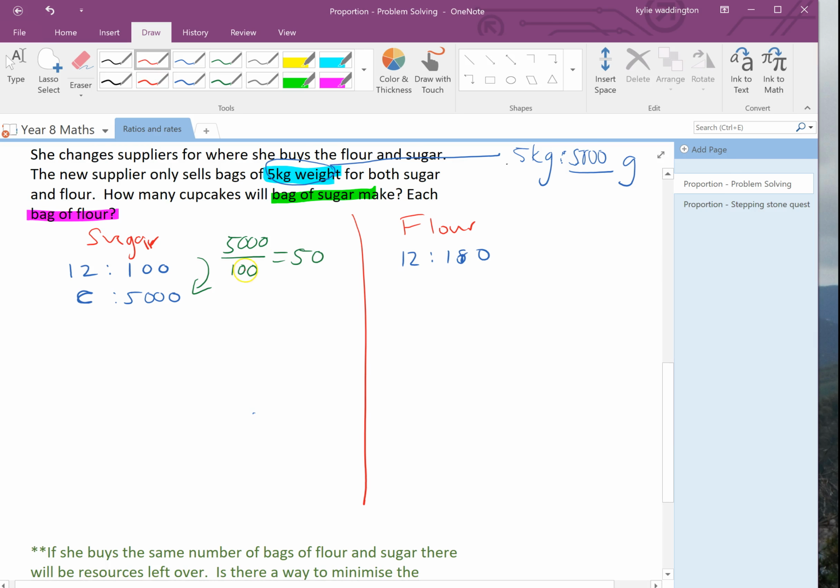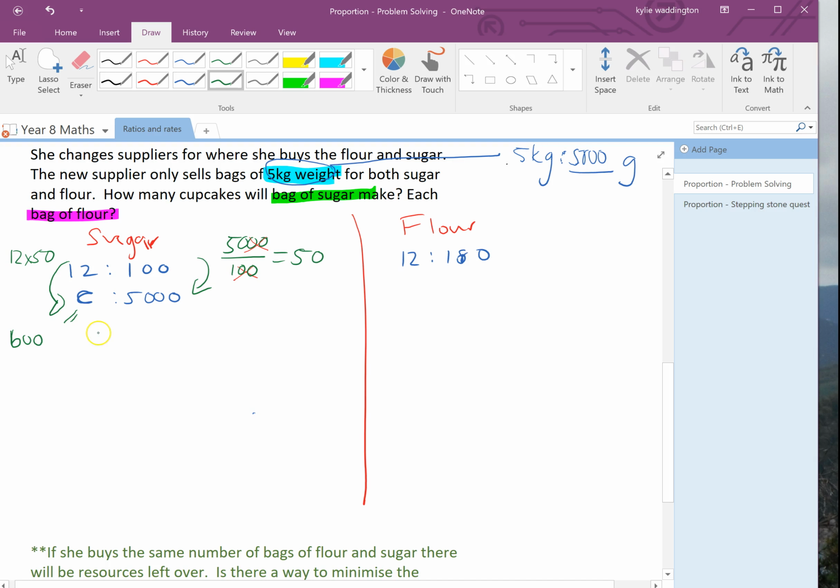Now, some of you will remember that when you do that, you can just cross out a couple of zeros. So the matching number of zeros above and below the line gives us our answer. You can also just use your calculator for this problem. So, to change from 100 grams to 5,000 grams, we have to multiply by 50. We need to do the same thing to the other side now, which means we're going to multiply our 12 by 50. Now I know that 5 times 12 is 60, and I just add another 0 to it, so it gives me 600 cupcakes.